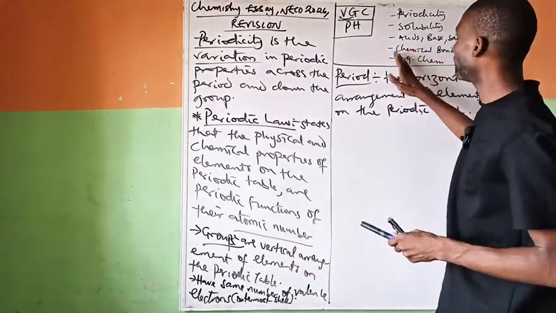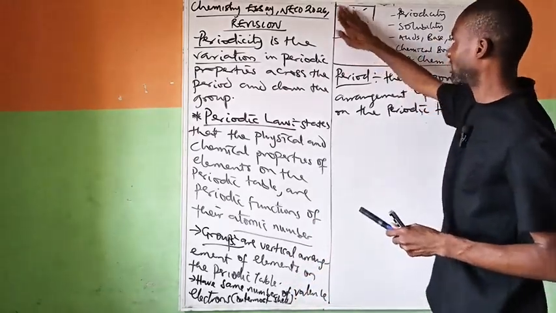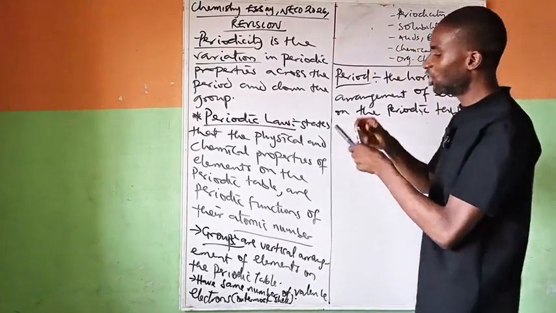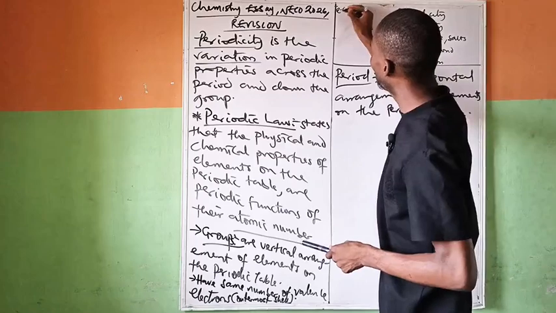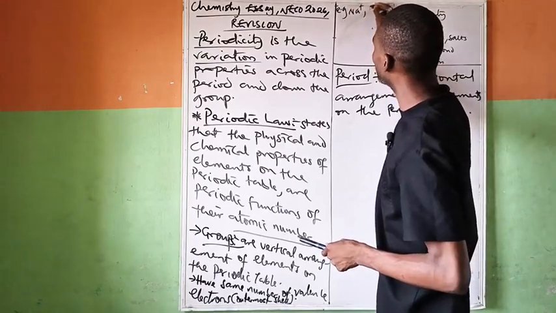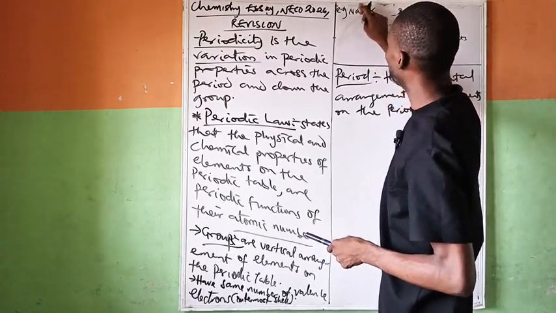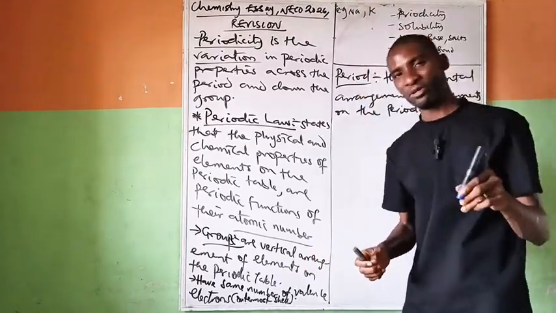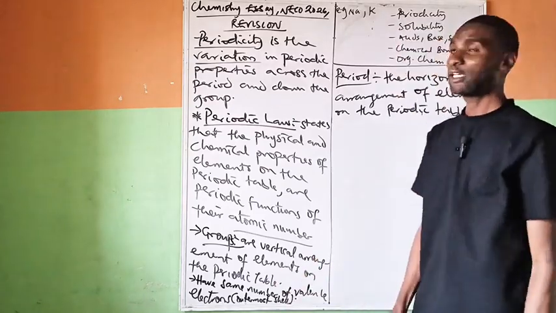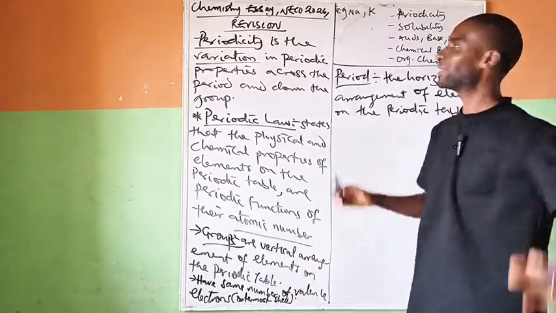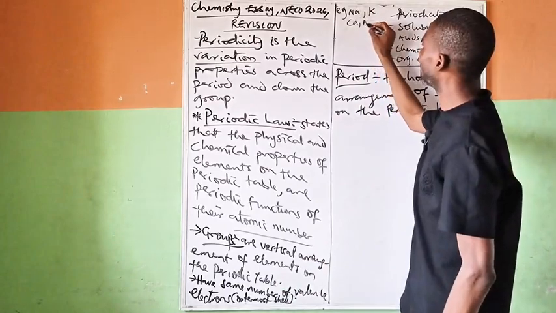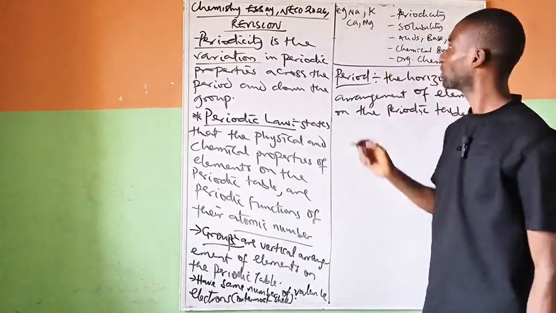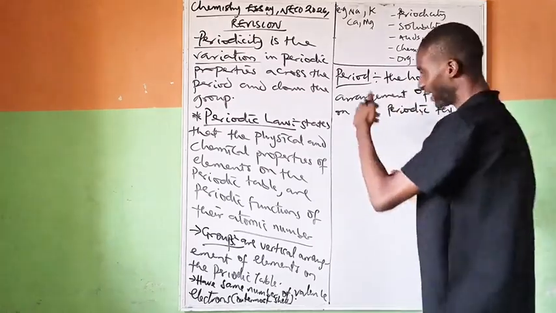Examples of elements in the same group: if you look at group 1, you have sodium and potassium. Sodium and potassium have one electron in the outermost shell, therefore they are in group 1. If you look at calcium and magnesium, they are in group 2, and like that.